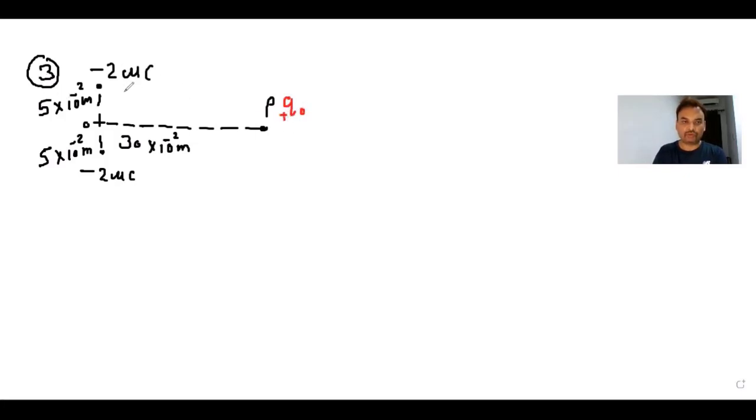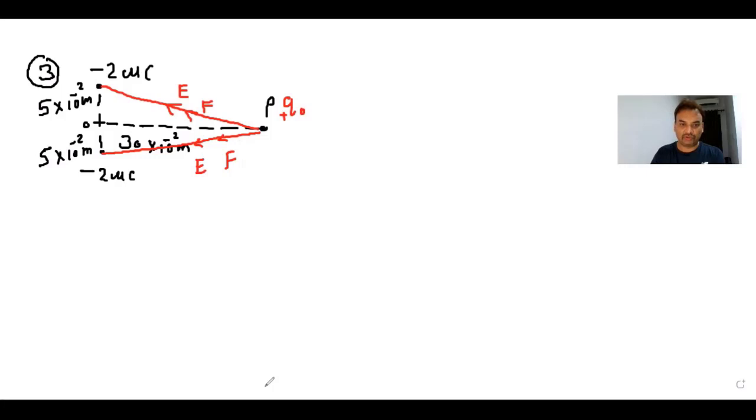The upper minus 2 microcoulomb will attract this charge, right? And the direction of attraction will be this. So it means the direction of force and the direction of electric field will be along this direction. Likewise, the lower minus 2 microcoulomb will attract this test charge, and the direction of electric field and the direction of the force will be along this direction, right?